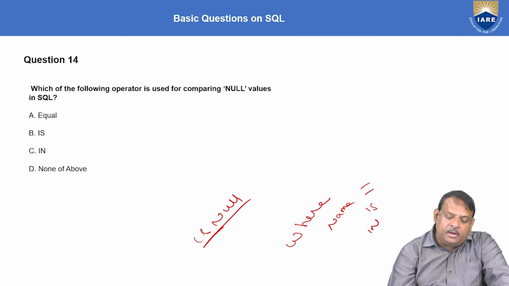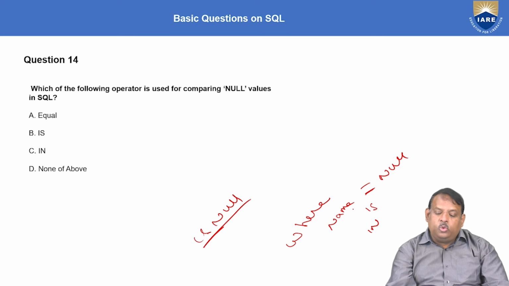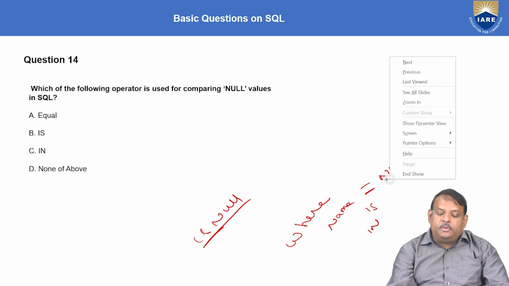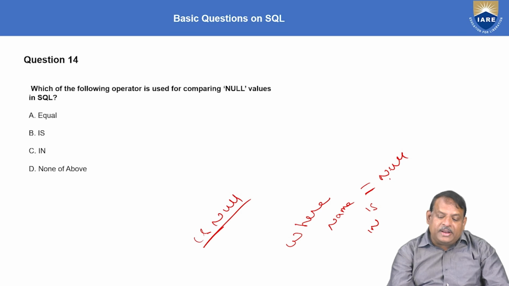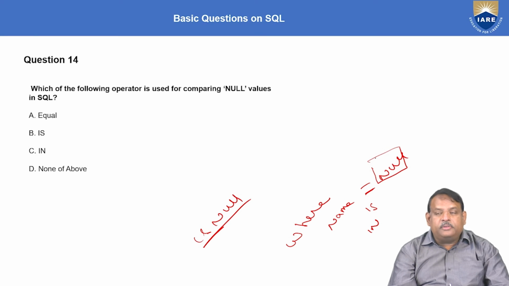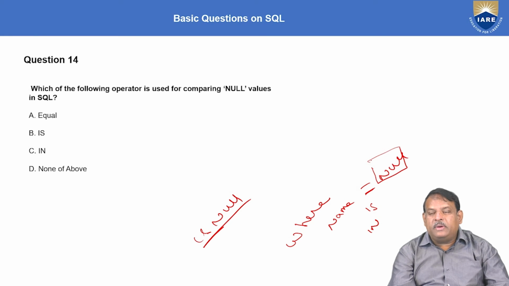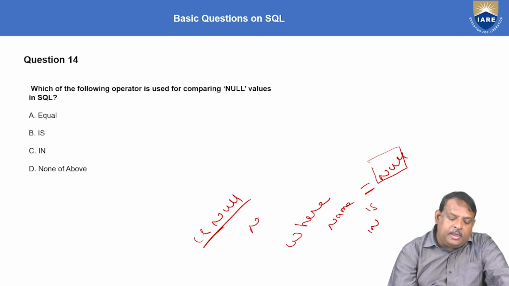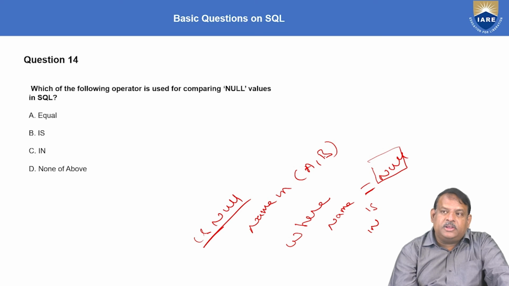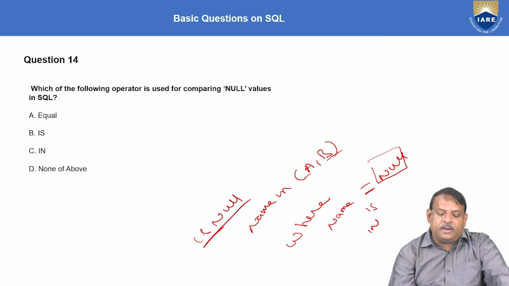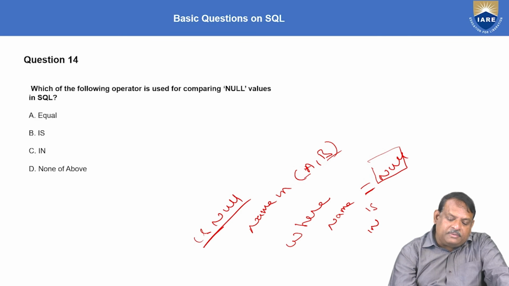We cannot say where name is equal to null. This will check if there is any student whose name is equal to null. When you use equal to, it checks for an exact value. And in is used for searching multiple values. For example, where name in A, B. That means it will search whether the name A is there or B is there.